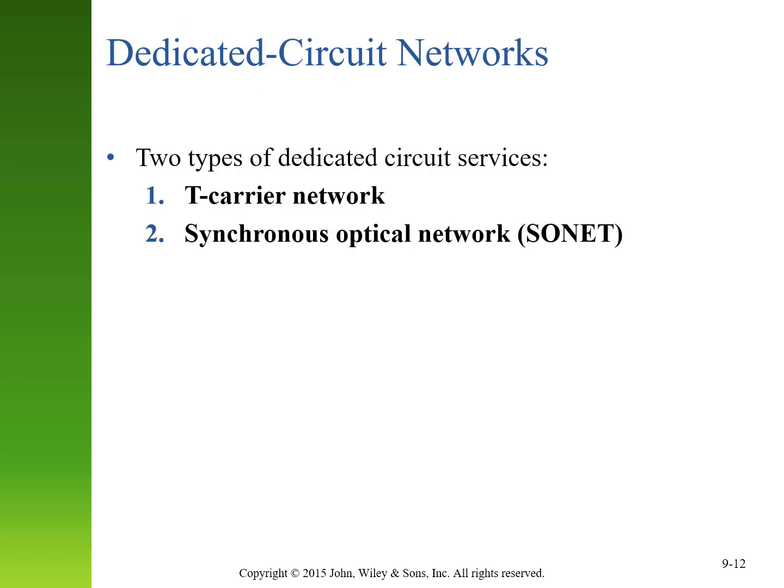Telecommunication companies in North America have traditionally provided 2 different types of dedicated circuits. The first and oldest is the T-carrier network, which is predicated upon old telephone wires. The newer dedicated circuit service is synchronous optical network, sometimes called SONET.